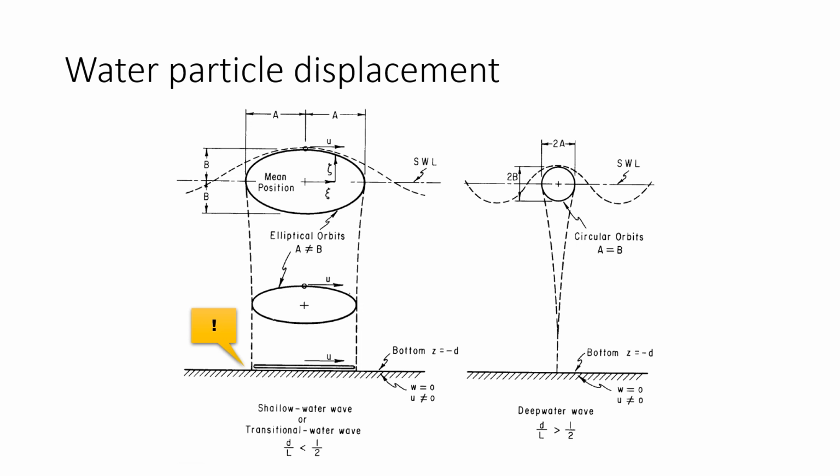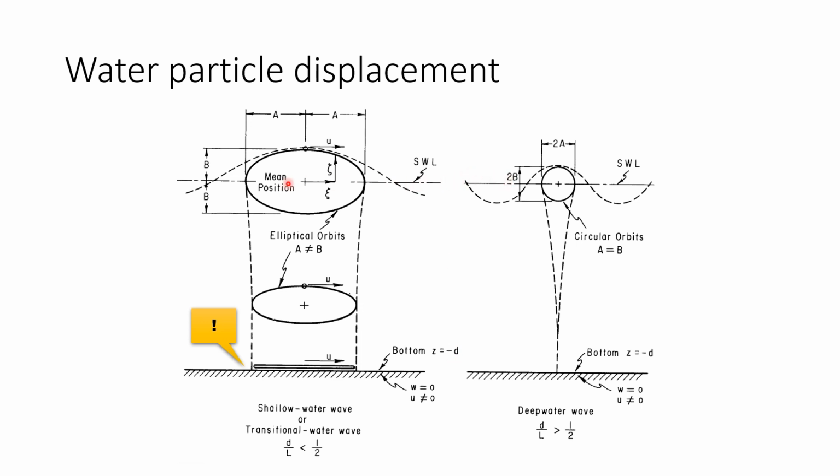On this slide, we look at the water particle displacement in deep water on the right, as well as in the shallow water on the left. Now we notice that in deep water, the water particles move in a circular motion, and as mentioned, the circular motion diminishes at some point, so that there's no more orbital motion further deeper in the water column.